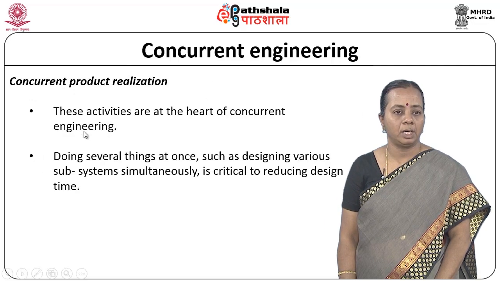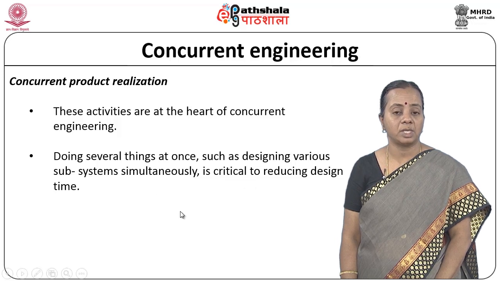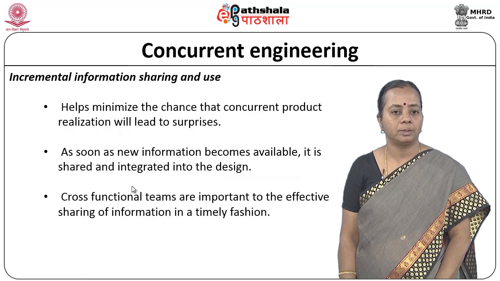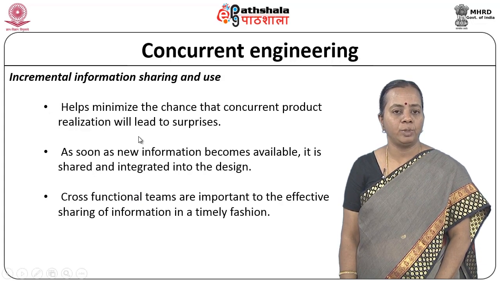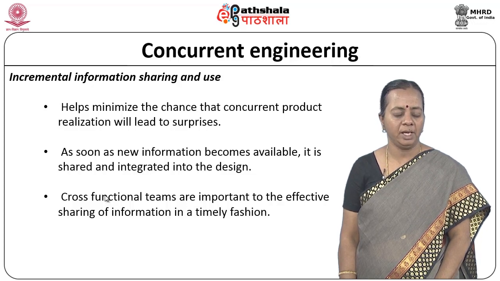Then the concurrent product realization. These activities are the heart of concurrent engineering, where doing several things at once, such as designing various subsystems simultaneously, is critical to reduce the design time. The design time is reduced drastically when different groups work and combine their results to produce a product. And incremental information sharing and usage helps to minimize the chance that concurrent product realization will lead to surprises. As soon as new information becomes available, it is shared and integrated into the design. So the cross functional teams are important to the effective sharing of information in a timely fashion.